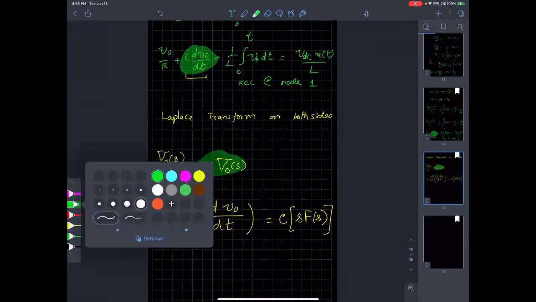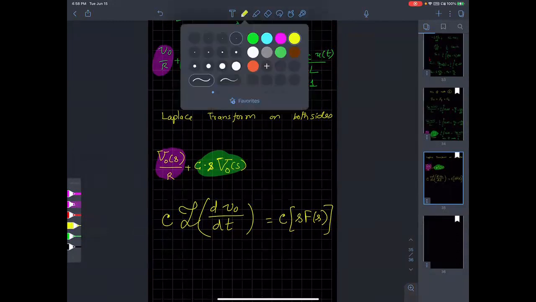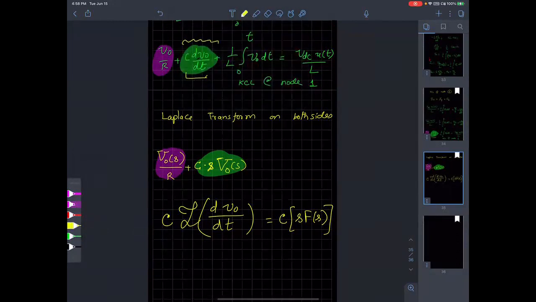If you want, I can color code that. This guy, the Laplace transform corresponding to that, is this guy. Now pay attention, here is the advantage. Instead of having to deal with the derivative, first order or even second order, I have converted it into an algebraic form, S V0 of S.